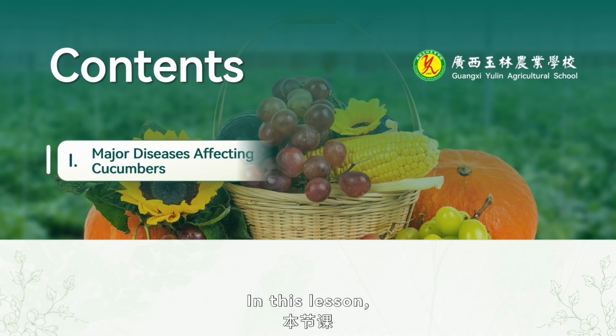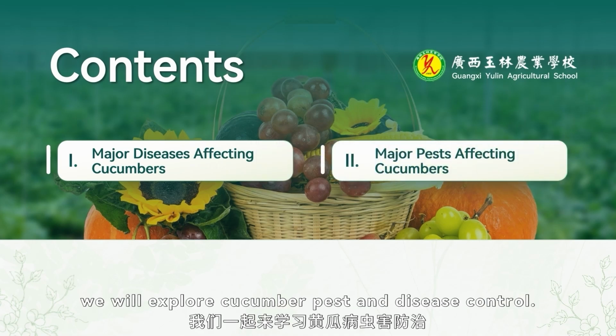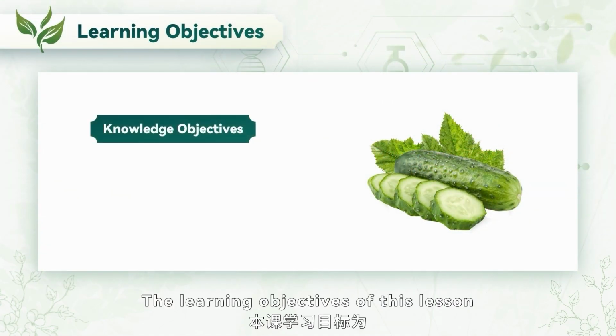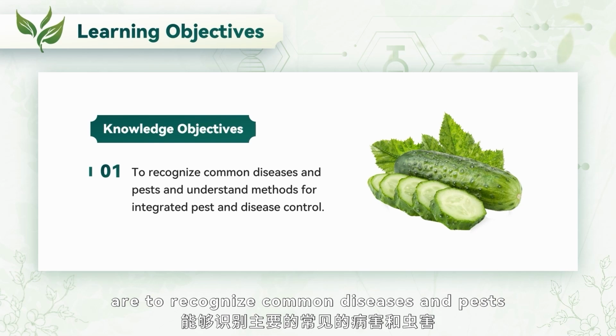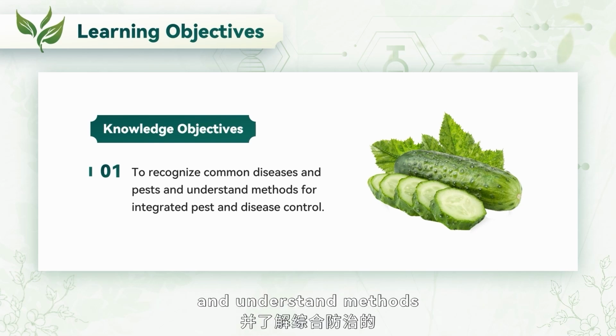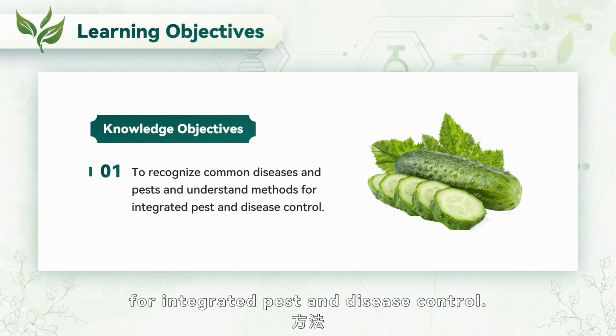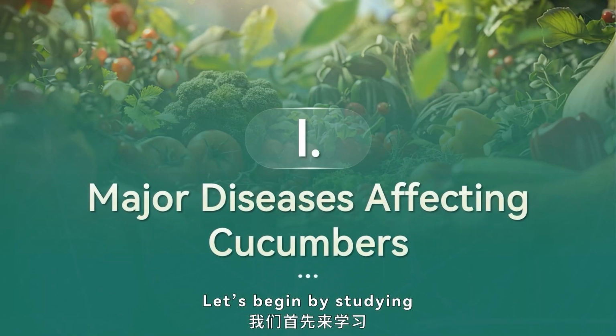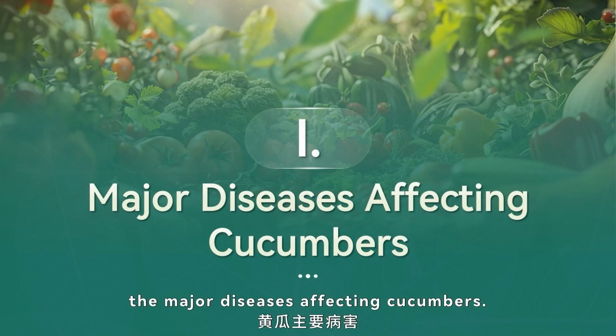In this lesson, we will explore cucumber pest and disease control. This lesson will cover the following key topics. The learning objectives of this lesson are to recognize common diseases and pests and understand methods for integrated pest and disease control. Let's begin by studying the major diseases affecting cucumbers.